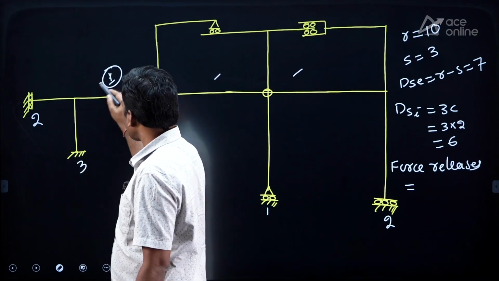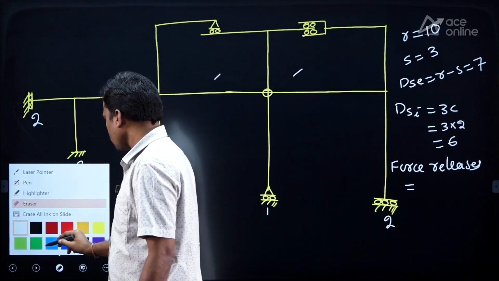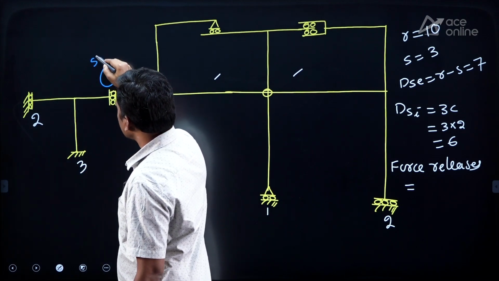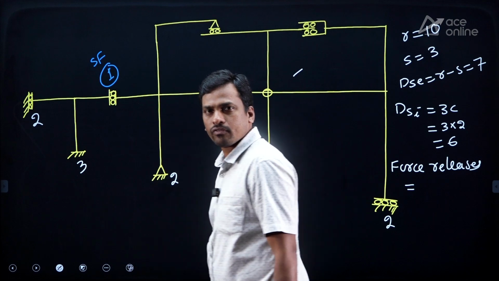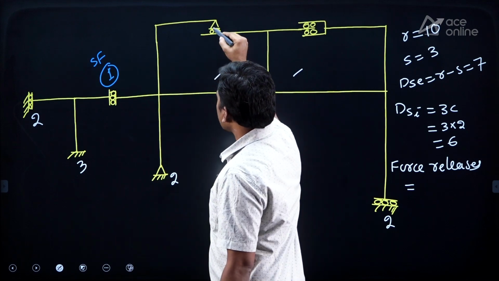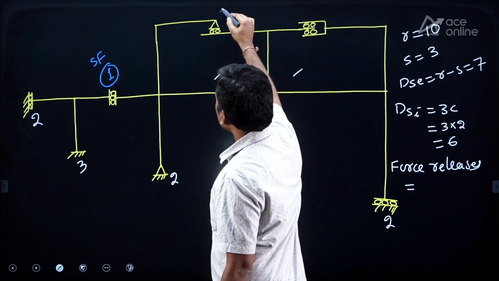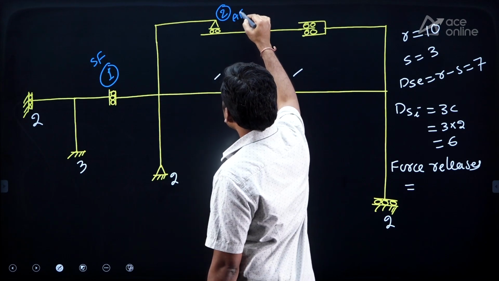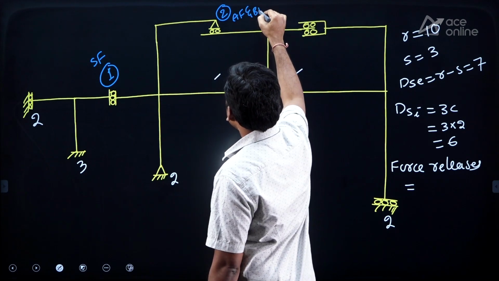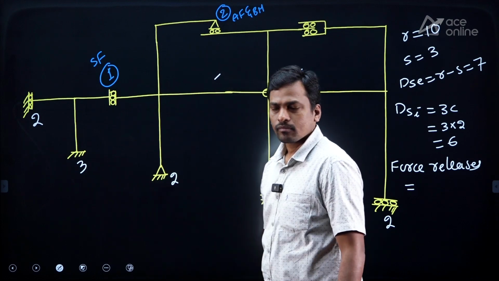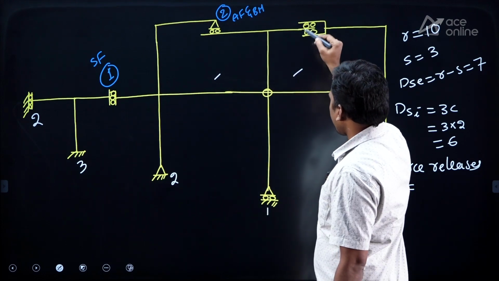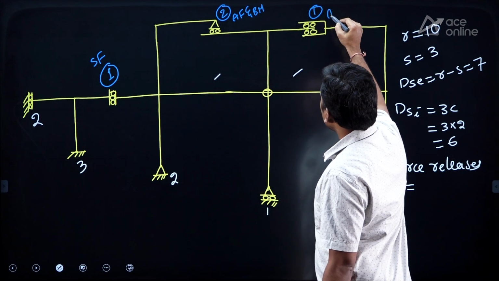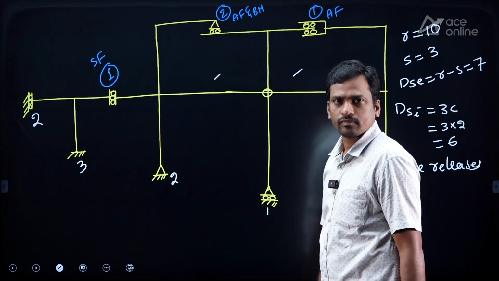So better I'll change the color. So shear hinge, one force release, that is shear force. It cannot resist shear force. And this is internal roller. For internal roller, two force releases, right? What are the two? Axial force and bending moment. And this is axial hinge. Axial hinge, how many force releases? Only one, that is axial force.